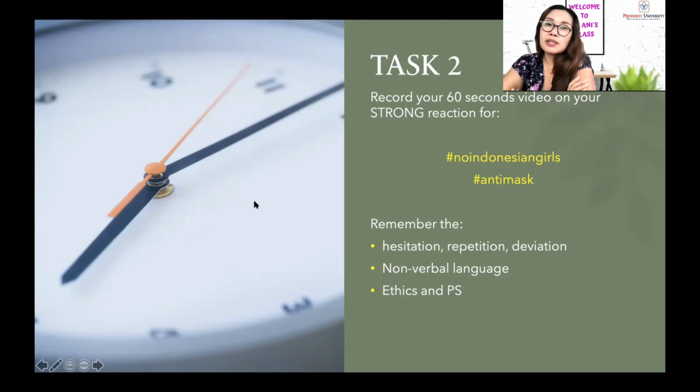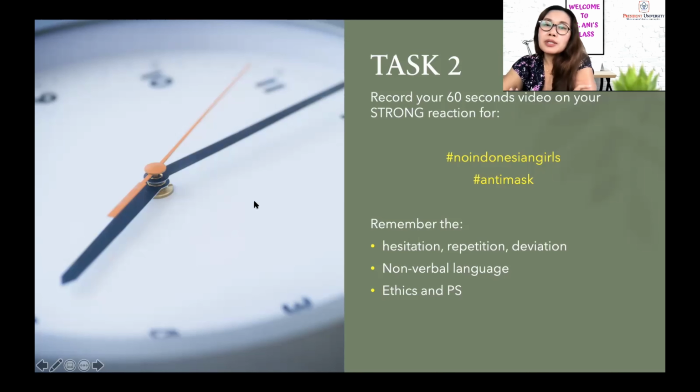Okay, so that's the first option. The second option is going to be hashtag anti-mask. It has also been circulating on the internet, not only in our country, not only in Indonesia, but also I'm pretty sure all over the world, because people have different opinions about whether to follow the health protocol or not, how to respond to the health protocol, right? So there are certain groups of people who do not think that wearing a mask is going to reduce the virus transmission. I would like to hear your opinion for this one as well.